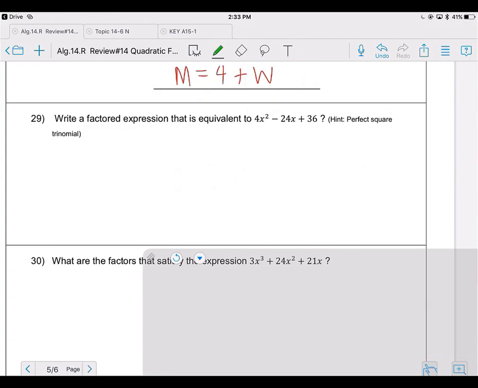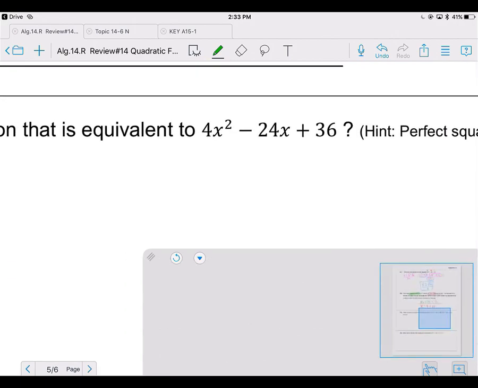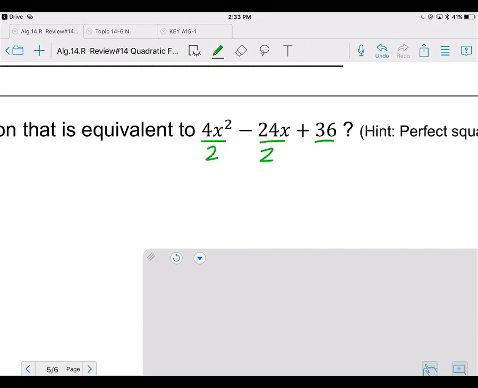Problem 29 asked me to write a factored expression that is equivalent to 4x squared minus 24x plus 36. They give us a hint that this is a perfect square trinomial, but if you don't remember how to do that, we could just use the box. So for this, we could take a 2 out of all of my factors. Remember, when you take it out, you divide it. So 4 divided by 2 is 2. -24 divided by 2 is -12. And 36 divided by 2 is 18.